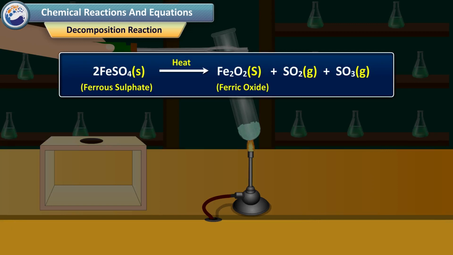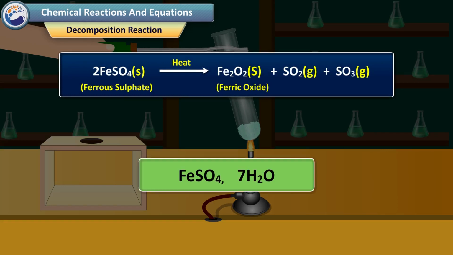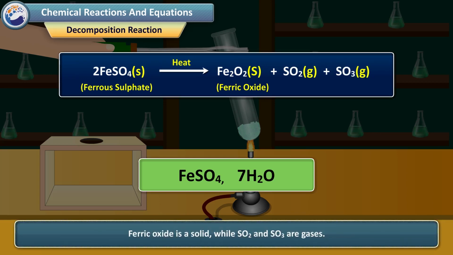This is a decomposition reaction. Ferrous sulfate crystals lose water when heated and the color of the crystals changes. It then decomposes to ferric oxide, sulfur dioxide and sulfur trioxide. Ferric oxide is a solid, while sulfur dioxide and sulfur trioxide are gases.